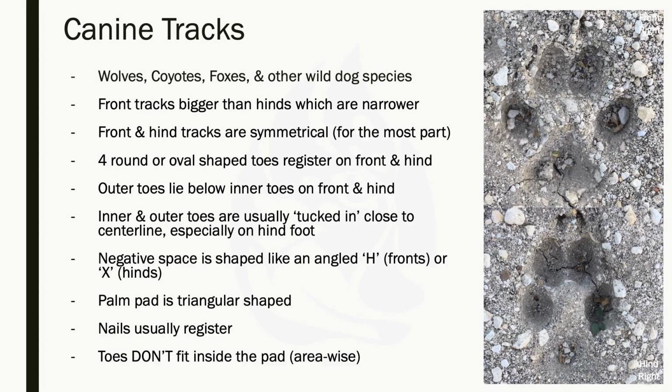And then finally, if we're looking at the relative area between the toes and the palm pad, we'll see that you can't fit all of those toes inside the palm pad, especially on the hind foot. There's just not enough area. The surface area of those toes far exceeds the area of the palm pad. But in the front as well, you really can't pack them in there. And so again, that's a distinguishing feature of canines and something you can use to reliably identify them.